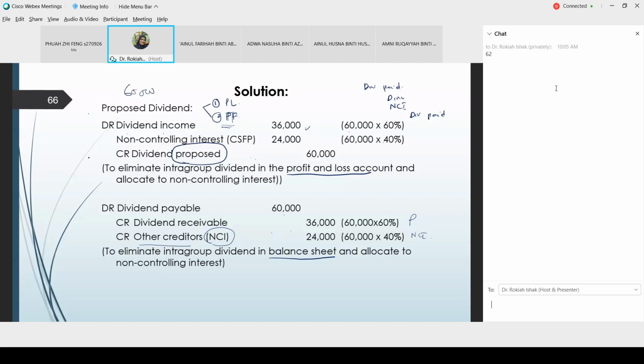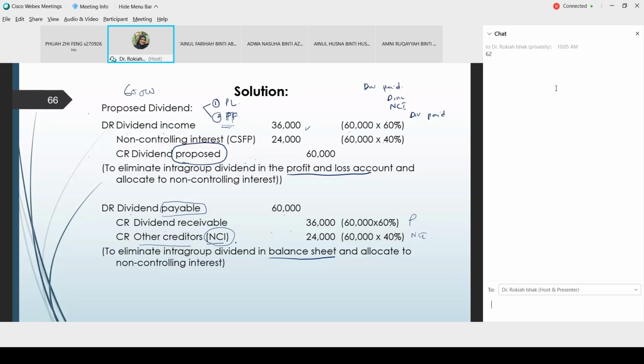So remember the journal entries here. For the proposed dividend, we need to have two journal entries. One is to record the items in the P&L, which is debit dividend income and NCI, and then credit dividend proposed. That is the only difference here. And then for the next one, the statement of financial position, we still need to record it because the dividend is not yet paid. So we need to recognize the dividend payable, which is in receivables and payables. So debit dividend payable, and then credit dividend receivable and other creditor.